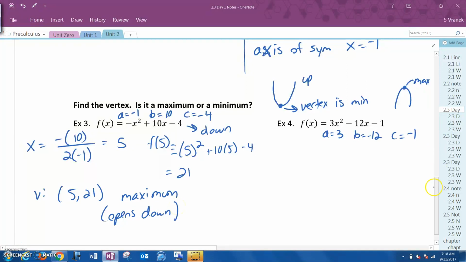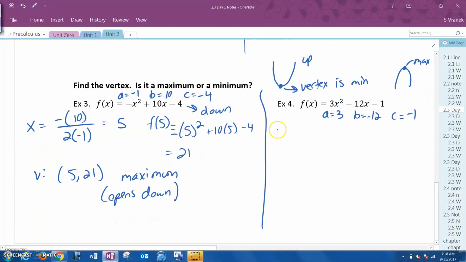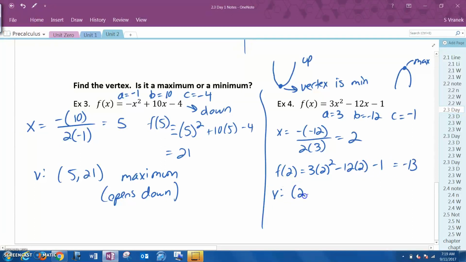And then finally, the last problem for today, find our x-coordinate of the vertex first. So it's -b, which is -12, over 2 times a, which is 3. So it's +12 over 6, which is 2. Now we have to find the value of y. So you stick 2 into the equation. So we have 4 times 3 is 12, minus 24 is -12, minus 1 is -13. So we get the vertex is at the point (2, -13). Since a is positive, it opens up, and if it opens up, that means this is a minimum.